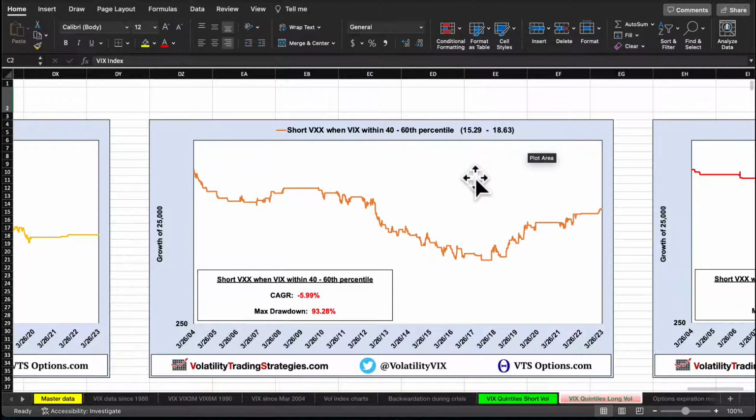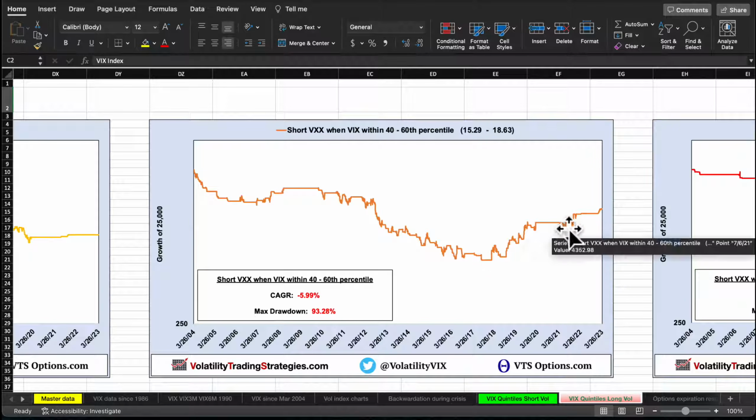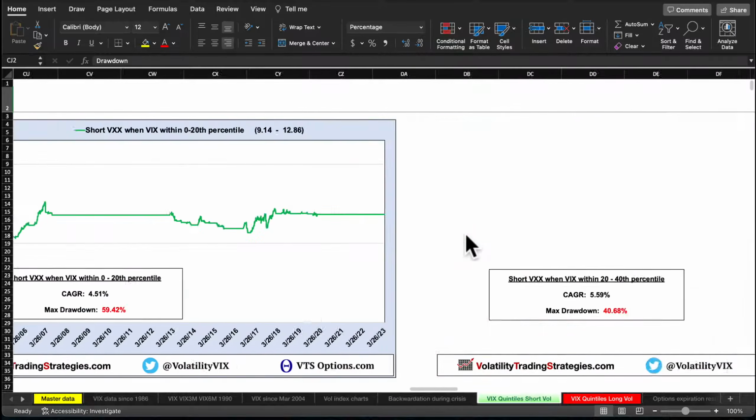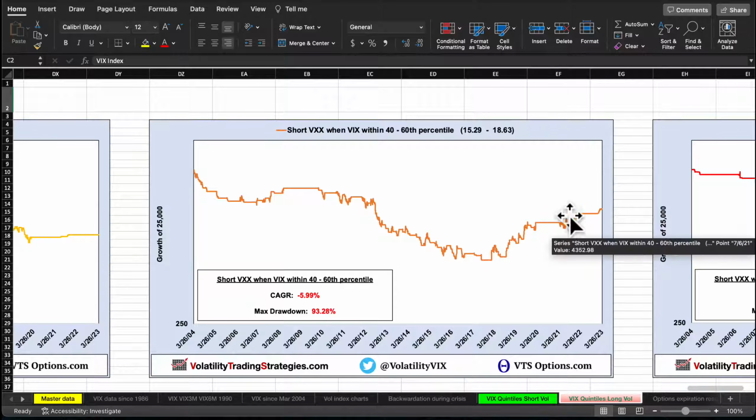So that's not a good segment. This one is only slightly interesting, and it's only because here it does appear like there was a little bit of hope for those long vol traders. Now remember, the inverse of the short VXX was also interesting here. Most of the time it should do well between the 40th and the 60th percentile. But in the last 5 years, it certainly has not. And the long volatility in the last 5 years during this segment actually did show a little bit of promise.